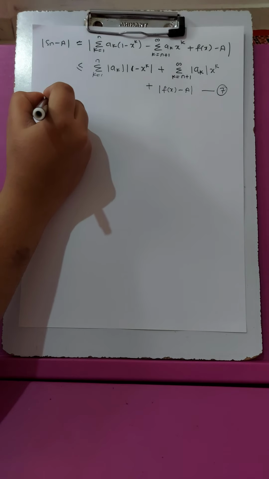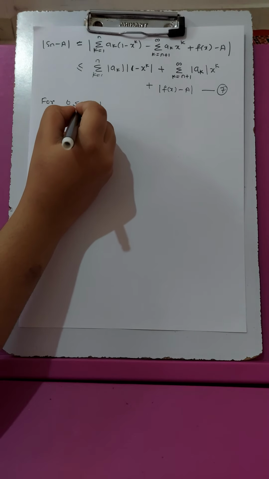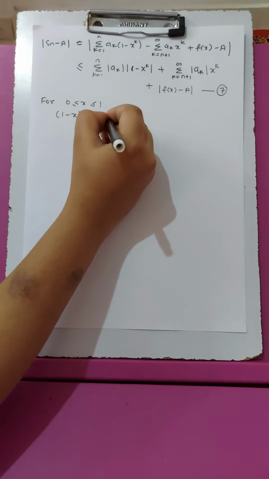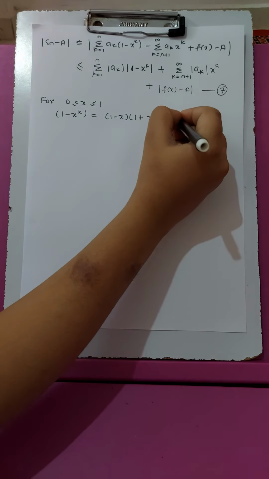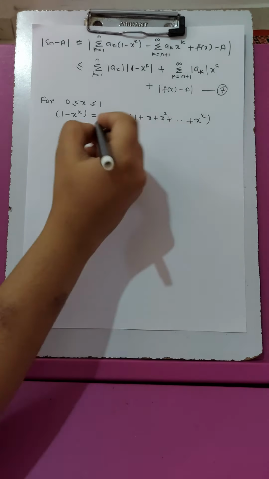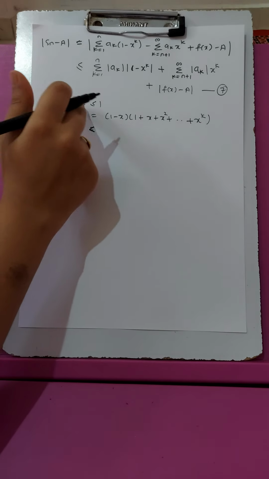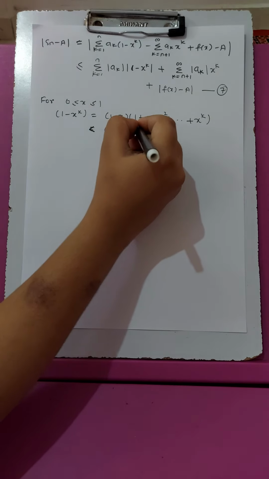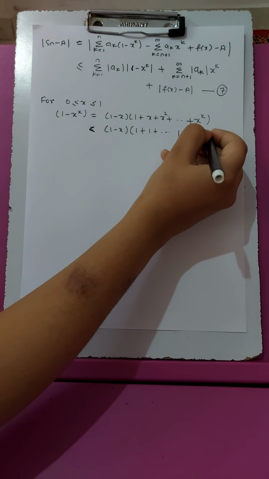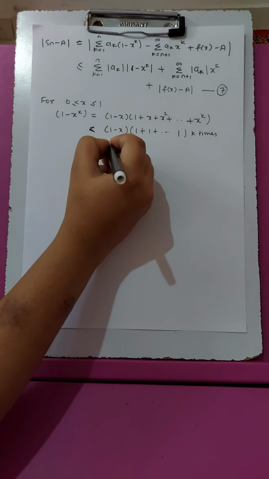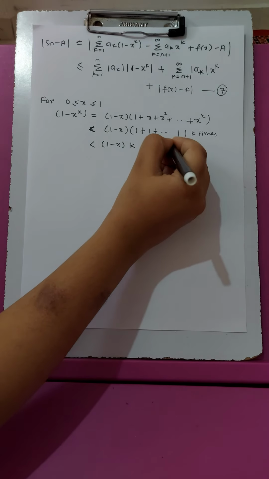Now for 0 less than x less than 1, this 1 minus x to the power k can be written as (1 minus x)(1 plus x plus x square, and so on, up to x to the power k minus 1). Since x is less than or equal to 1, this 1 minus x to the power k is less than (1 minus x) times (1 plus 1 and so on, 1), which is k times. So simply we get 1 minus x to the power k less than (1 minus x) k. Let it be number 8.